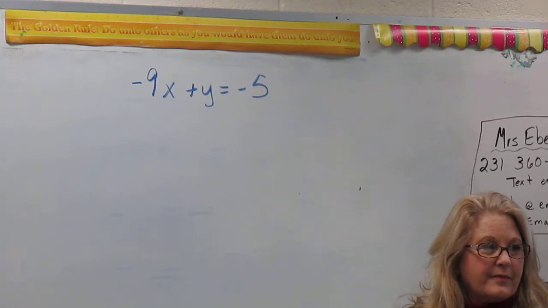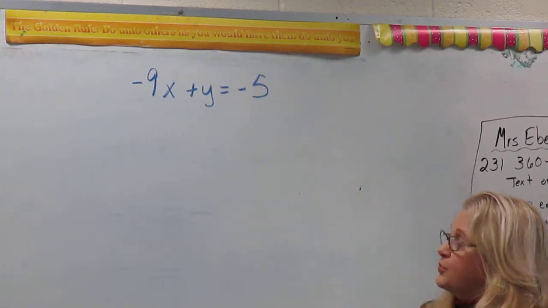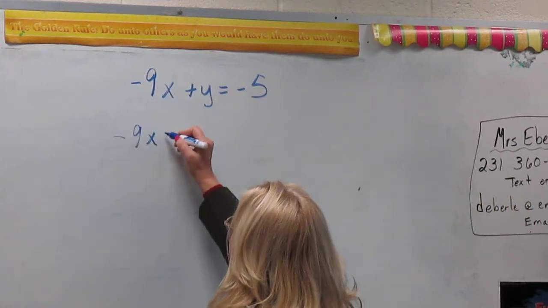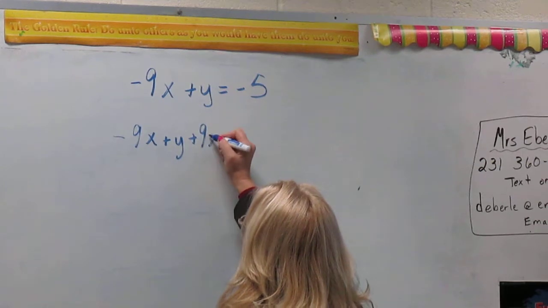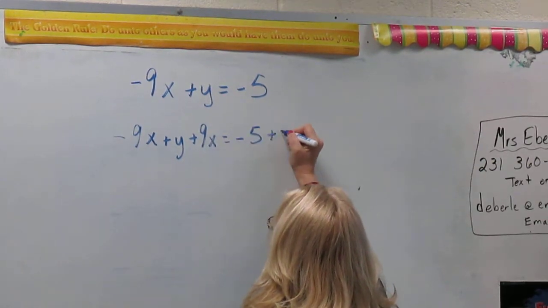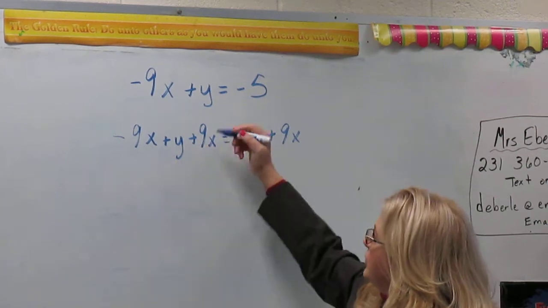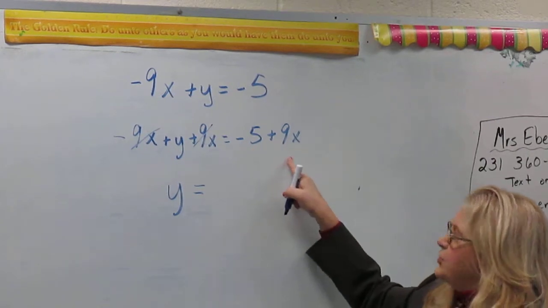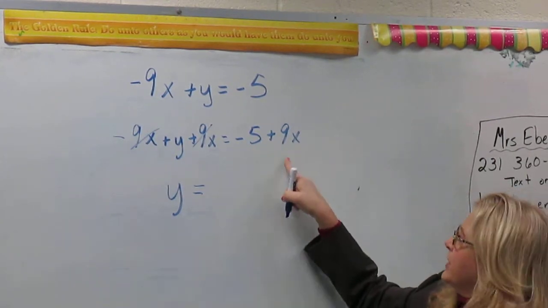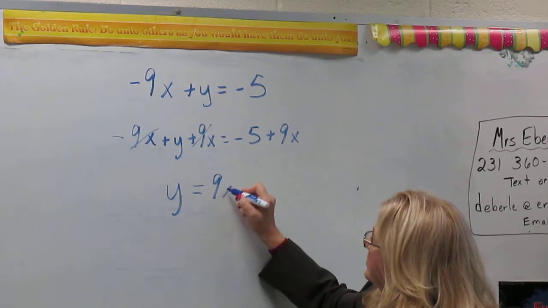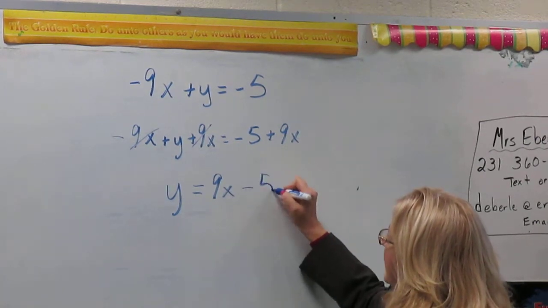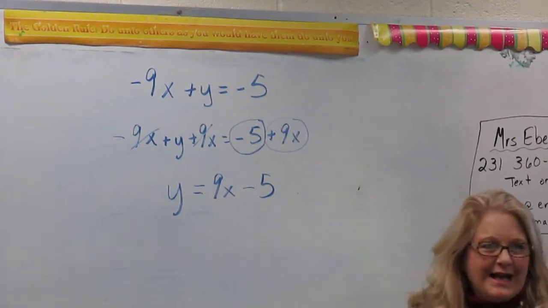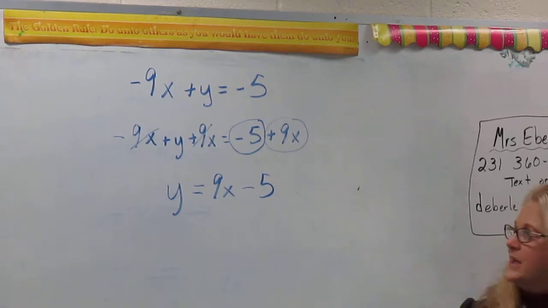Cooper? We do the opposite operation. Opposite, good, so we would add a positive 9x. So, negative 9x plus y plus 9x equals negative 5 plus 9x. These two will cancel each other out, and we're left with y here. Then here we're allowed to rearrange these because of the commutative property. So I can put the positive 9x first, and then minus 5. The only thing you have to be careful about is remembering that the sign is attached to the term. Right? The sign is attached to the term.